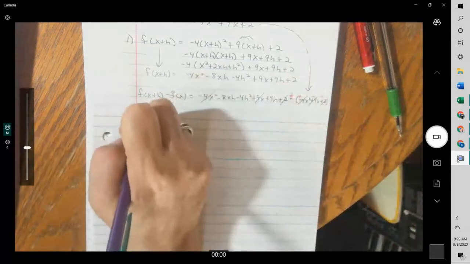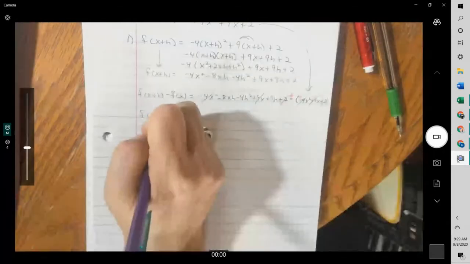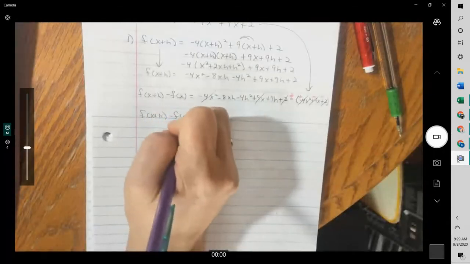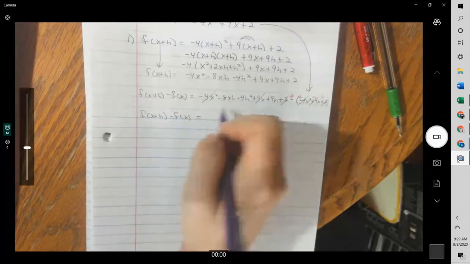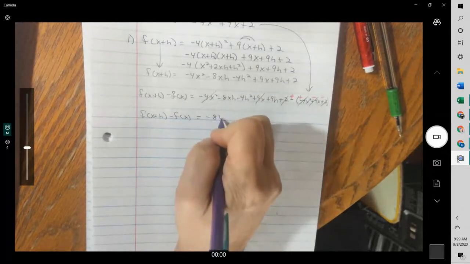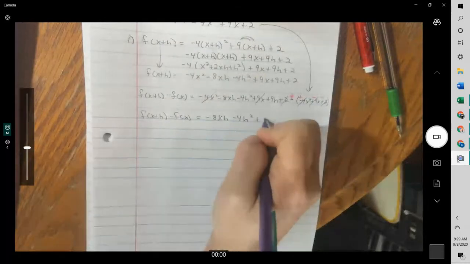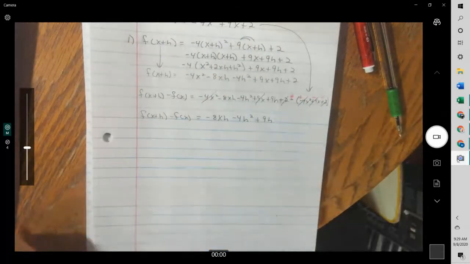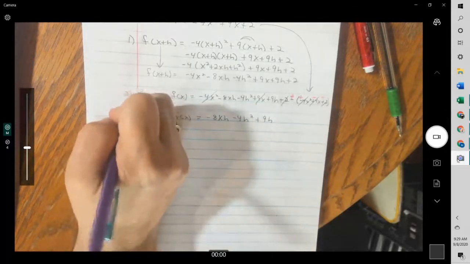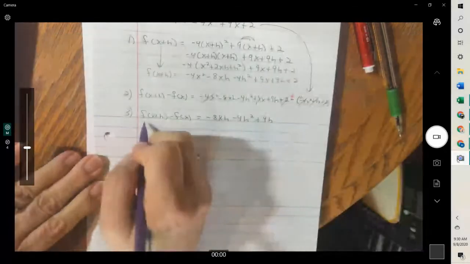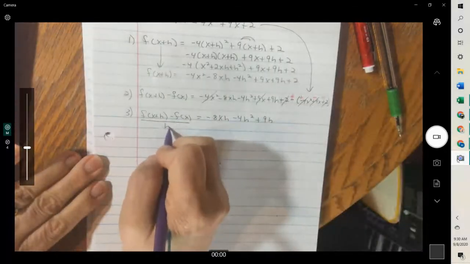So we take f of x plus h minus f of x. We get negative 8xh minus 4h squared plus 9h. So that was the second step. The third step is to take that answer and divide by h.